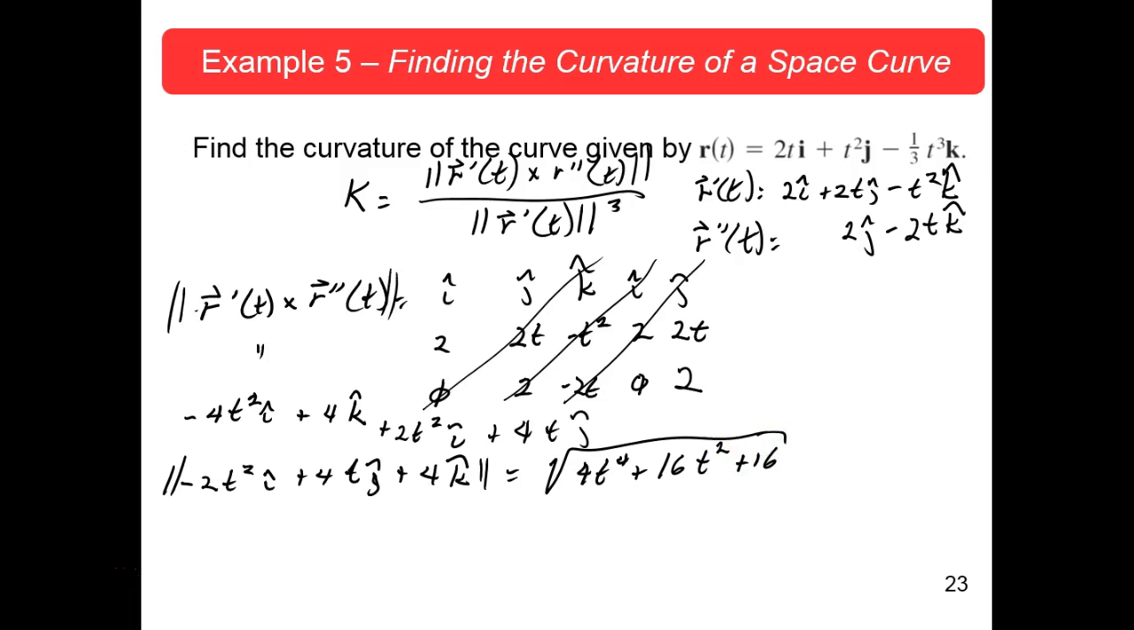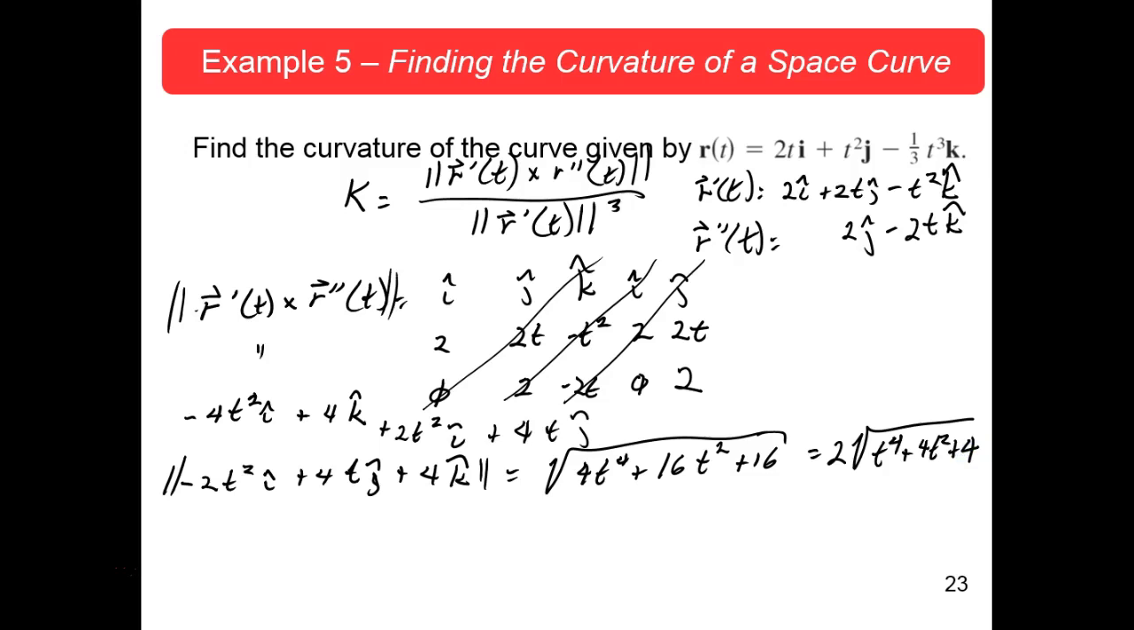All right. Now, just looking at that, I see something I can deal with. I would take the 4 out of all. Take a 4 out, and the square root of 4 is 2. So this would be 2 times the square root of t to the fourth plus 4t squared plus 4.